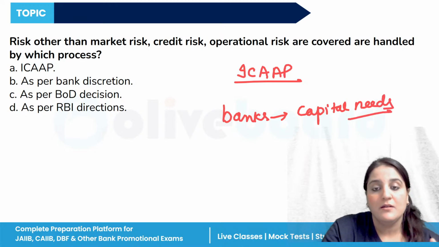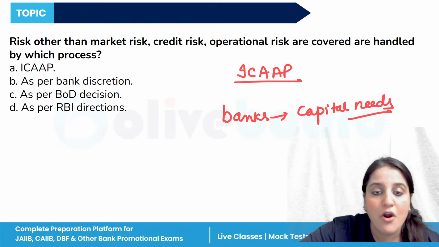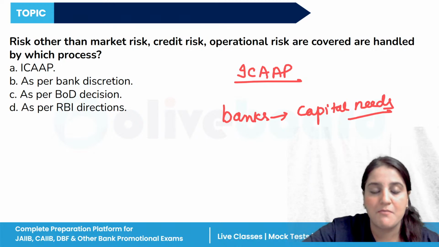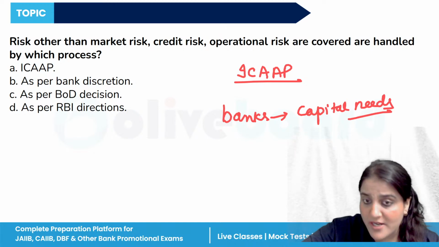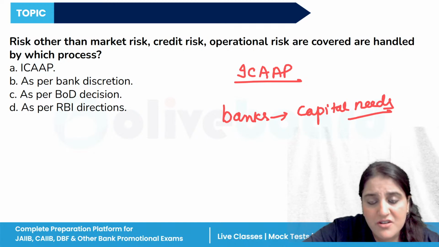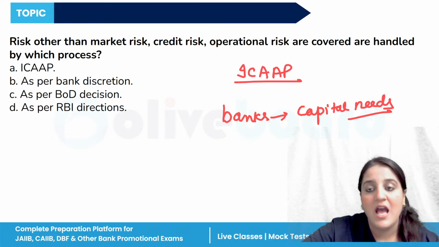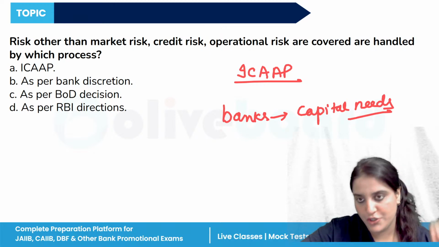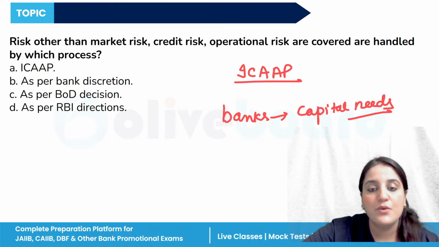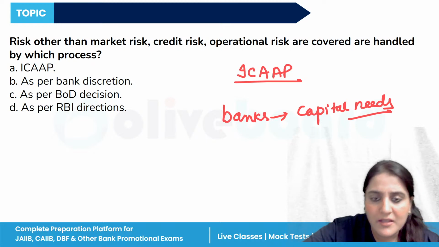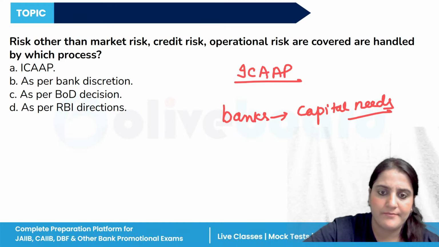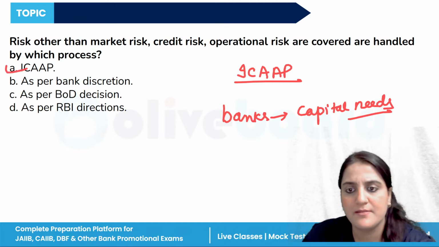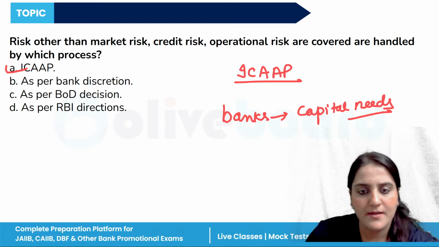It includes those risks beyond market risk, credit risk, and operational risk. These other risks might include liquidity risk, interest rate risk, reputational risk, and strategic risk. ICAAP is required under the Basel III framework to ensure that banks have adequate capital to cover all the material risks they are facing. So option A is correct. I hope ICAAP is also clear to all of you. Yeah, option A.